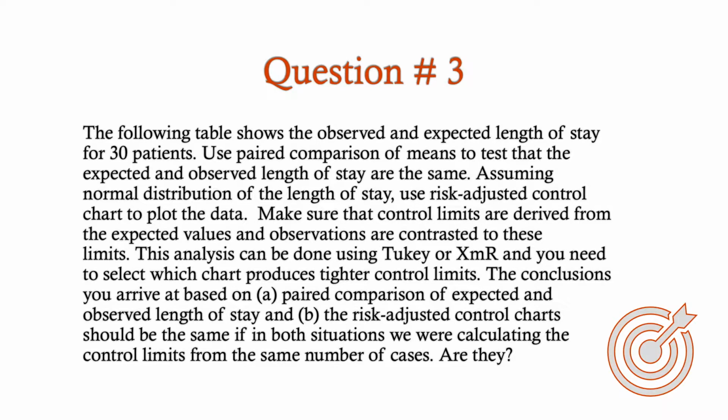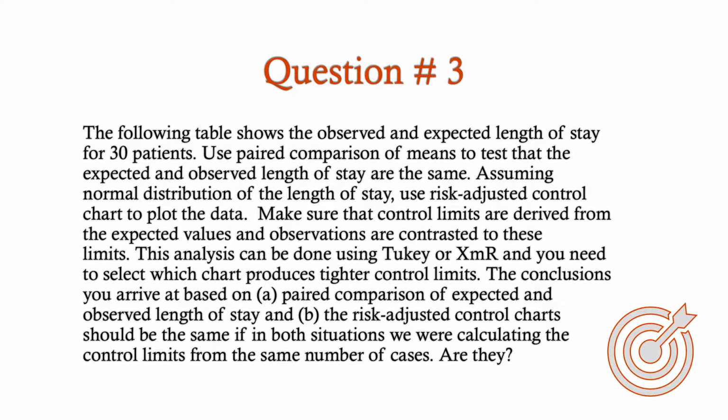Here is the question. The following table shows the observed and expected length of stay for 30 patients. Use paired comparison of means to test that the expected and observed length of stay are the same, assuming normal distribution of the length of stay. Use risk-adjusted control chart to plot the data. Make sure that control limits are derived from the expected values and observations are contrasted to these limits.